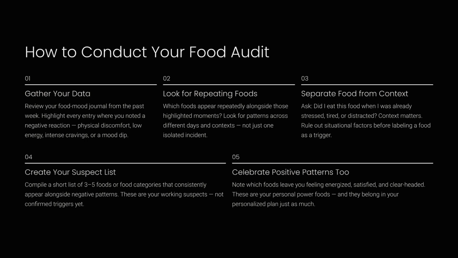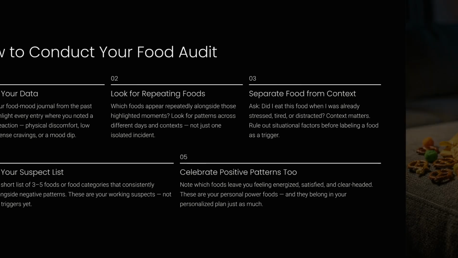To conduct your audit, first gather your data by highlighting negative reactions in your journal. Next, look for repeating foods across different days and contexts. Then, separate food from context, ruling out situational factors. Finally, create a short suspect list, and don't forget to celebrate positive patterns, noting your power foods.